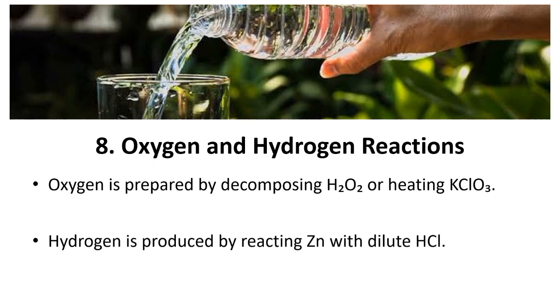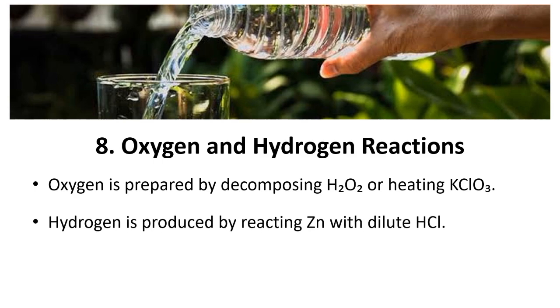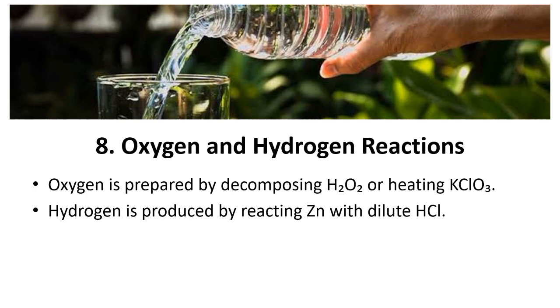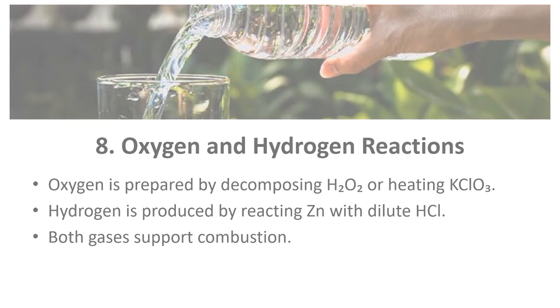Oxygen supports combustion by reacting with fuels to release energy, forming oxides. Hydrogen gas can be prepared in the lab by reacting zinc with dilute hydrochloric acid, as shown in the reaction. Calcium hydride also reacts with water to produce hydrogen.